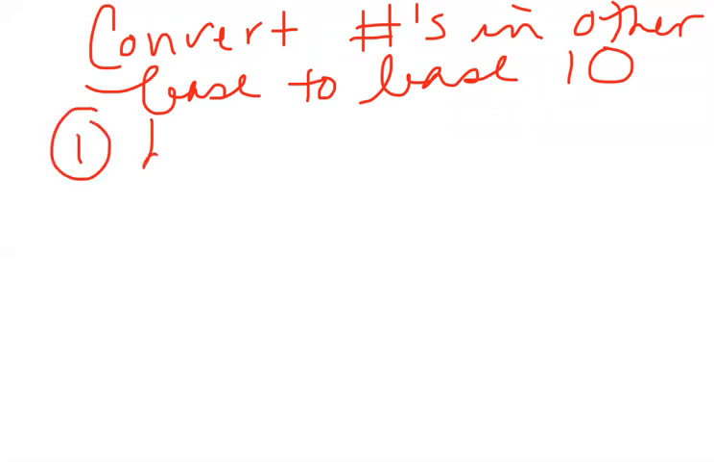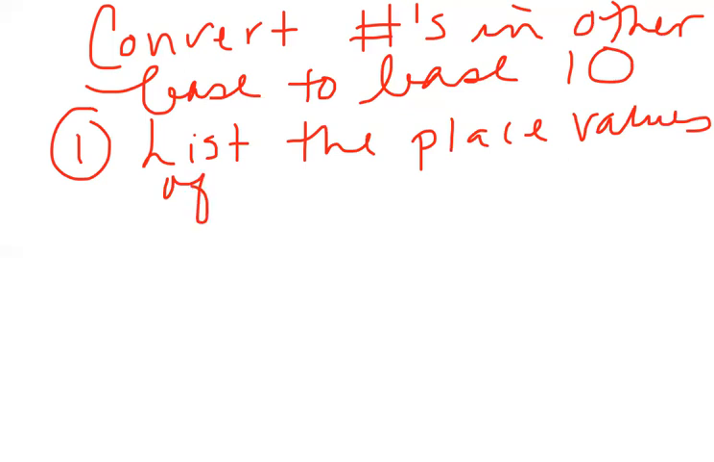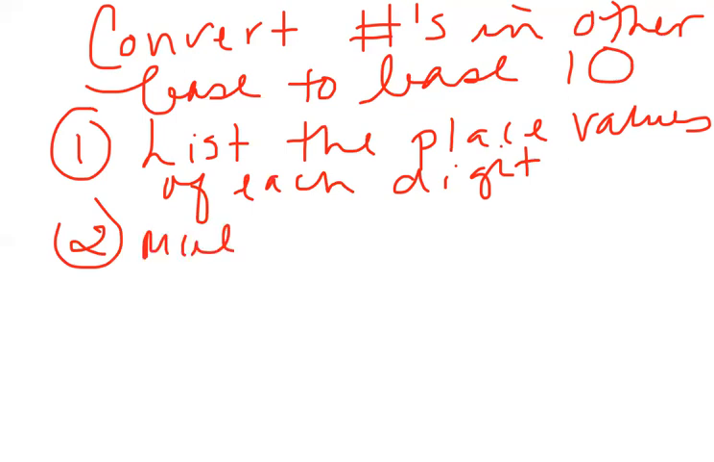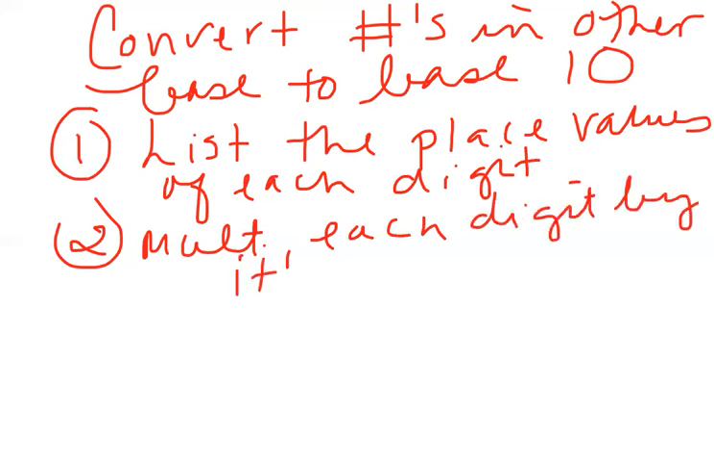Step 1, just like before, list the place values of each digit. By the way, guys, this is very similar to writing numbers in expanded form using base 10. We're still using bases, it's just that we're not in base 10 anymore. We're in other bases. So list the place values of each digit. Next, you're going to multiply each digit by its place value.